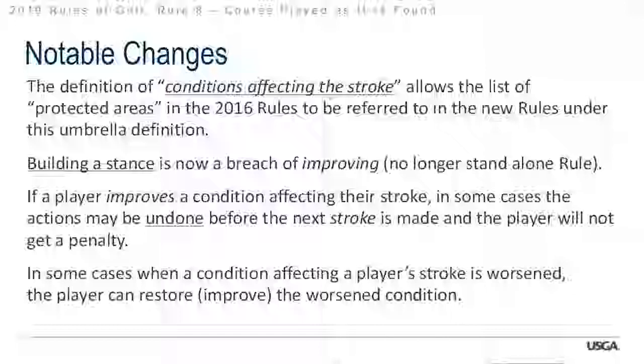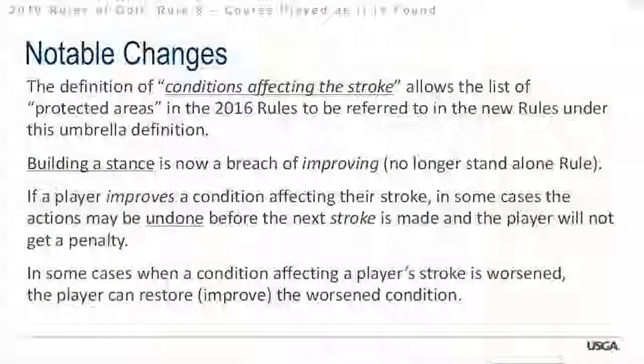Building a stance is now a breach of improving. It's no longer a standalone rule. Still the same policy, still everything is the same from 2016, no big change there. It's just underneath a different situation in the rules book. If a player improves the condition affecting the stroke, in some cases the actions can be undone. So if you do something that will create a penalty, there are situations that you can save yourself. It's kind of the eraser rule of improving your conditions affecting the stroke. And in some cases, when a condition affecting a player's stroke is worsened, the player can restore the worsened condition. That's really not a change. It's kind of an equity principle that we had before, but it's just now included directly in the rules.